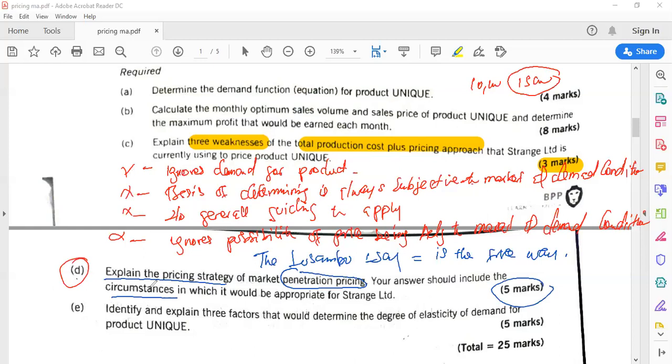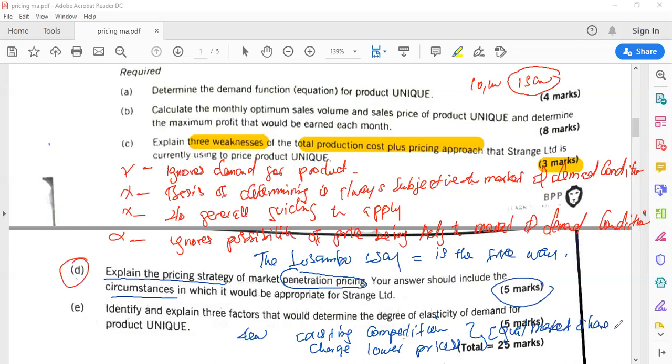Now, we mentioned in our earlier session that market penetration pricing is suitable in situations where you are launching a new product, but there is already existing competition. So in order for you to penetrate the market, you are forced to charge lower prices than your competitors. Why? Because you want to gain market share. Those are the reasons why you might want to use market penetration pricing.